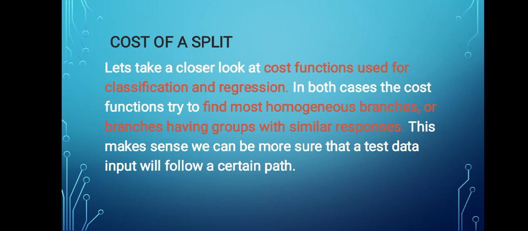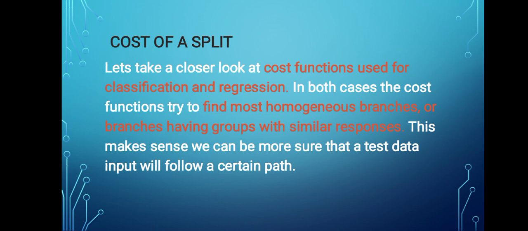Cost of a split. Let's take a closer look at the cost function using classification and regression. In both cases, the cost function tries to find the most homogeneous branches, or branches having groups with similar responses. This makes sense. We can be more sure that a test data input will follow a certain path.